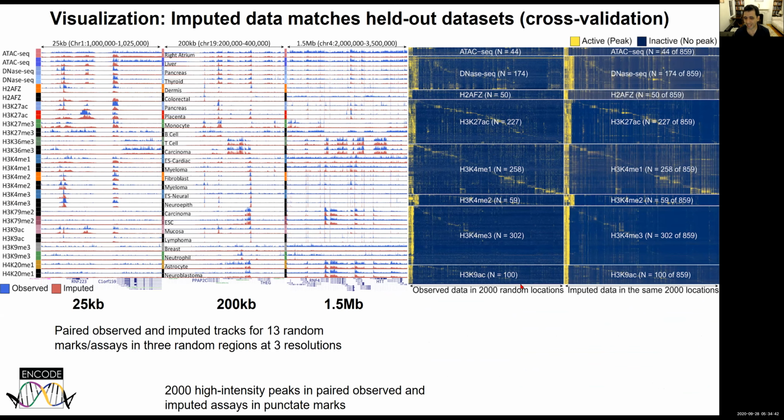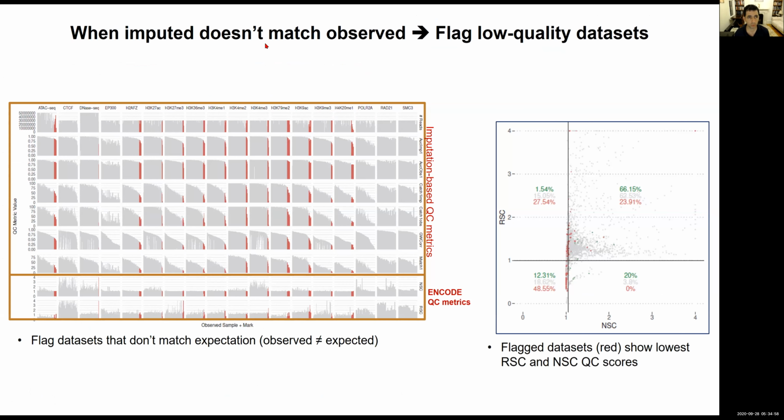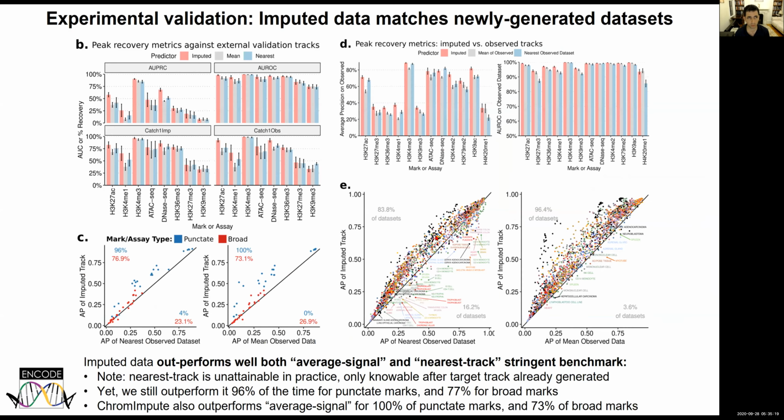We can also compare thousands of random locations across the genome using just a randomization approach, and then seeing how well the imputed data matches the observed data across the genome. So most of the time they match well. In some cases, when the imputed data doesn't match the observed data, we can actually use that to flag low quality data sets. And as you can see, the data sets that have the lowest NSC and RSC strand correlation scores, QC scores from ENCODE, are in fact the ones that are showing the lowest agreement according to our imputation-based QC metrics.